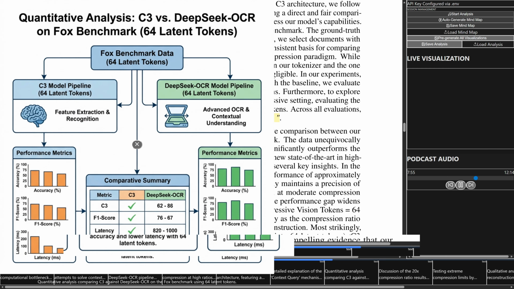So to really probe the limits, the researchers pushed it even harder. They tested compressing down to just 32 latent tokens. Cutting the available information slots in half.